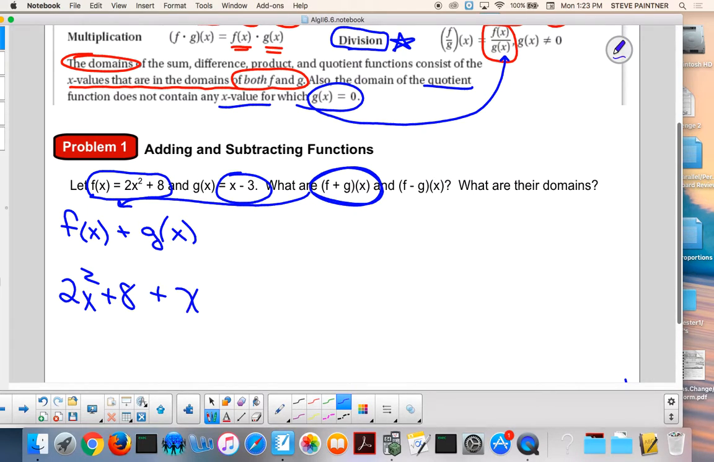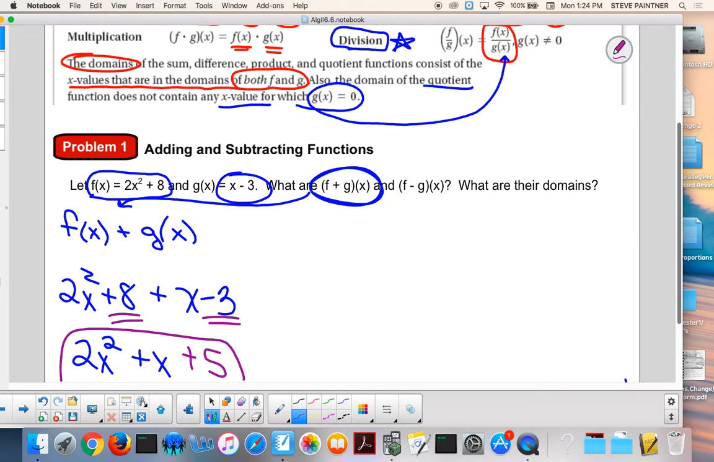X minus 3. So if I add the two functions together, I look for like terms, common terms, okay. Well, here's an x squared term. I don't see any more of them. Here's an x term. I don't see any more of those. All I see are two constants that I could possibly add together. What are they? 5. And when you add the two functions, that's what you get. Good?